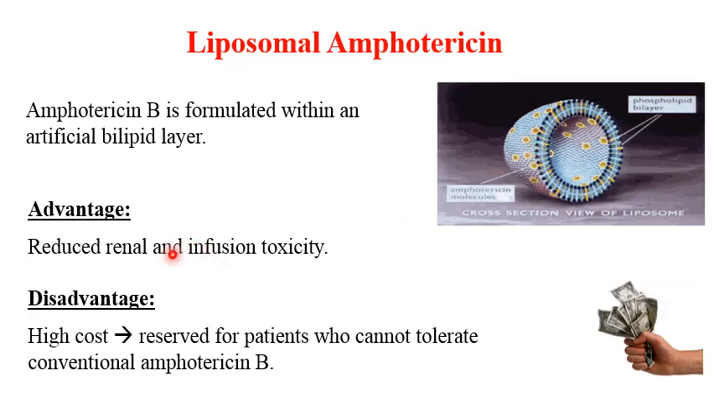So it will decrease the renal adverse effect, the nephrotoxic effect of amphotericin B, and the infusion adverse effects, as it is administered in a very small dose. But the main disadvantage of liposomal amphotericin is the high cost, so it is reserved for patients who cannot tolerate conventional amphotericin B.